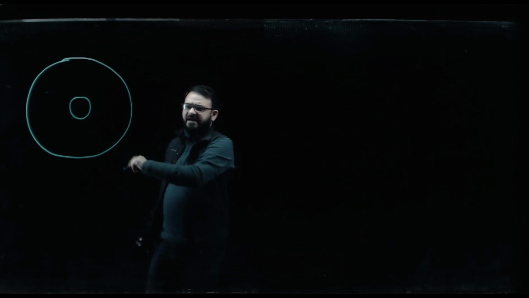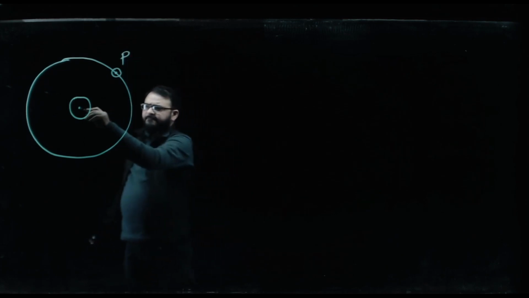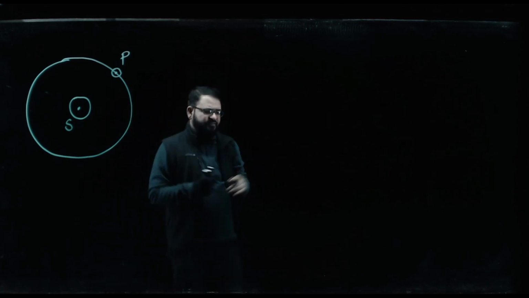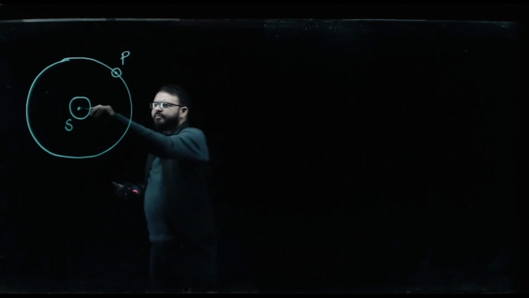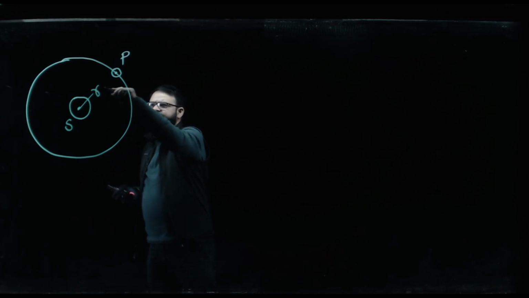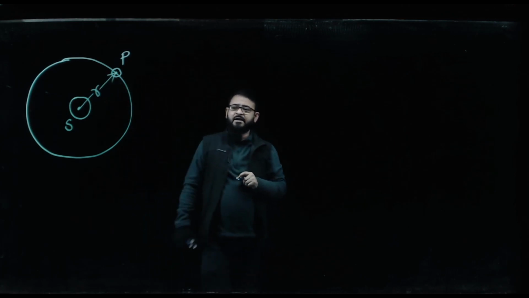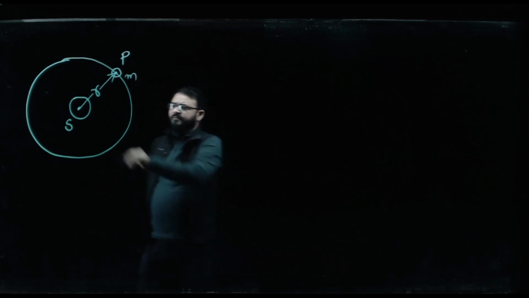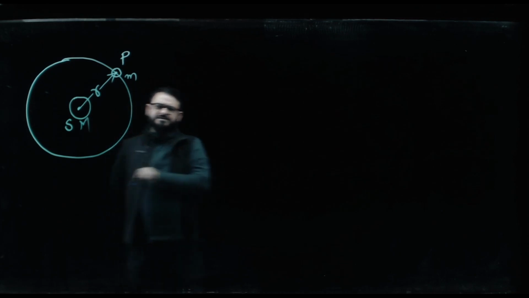If you have a planet that is orbiting a sun or a star, suppose the star is here and our planet is somewhere here. We represent the planet by P, and the star by S, which is at the center. Now we will assume the simplest geometry. The orbit is circular and of size r. Let's suppose our planet has a mass m and our star has a big mass M.